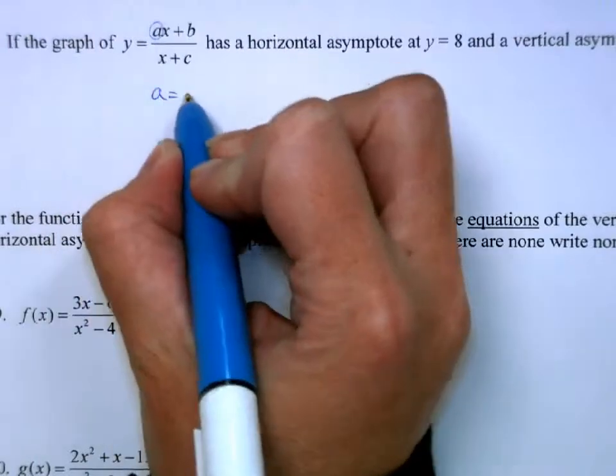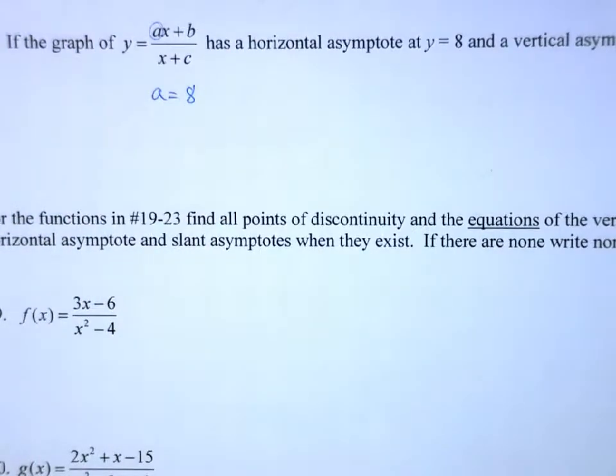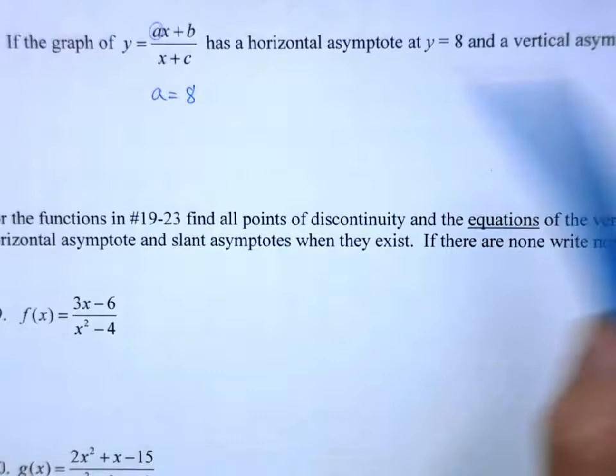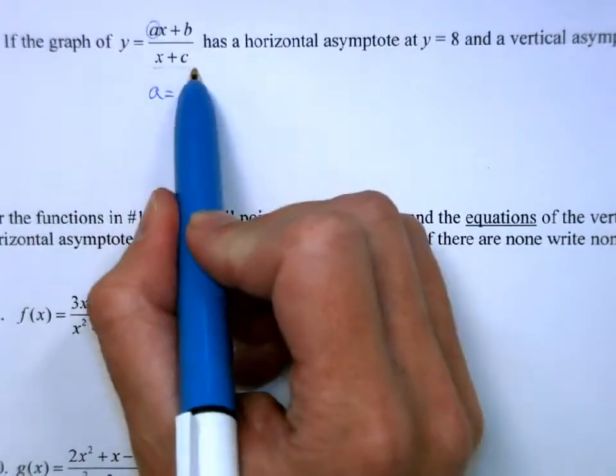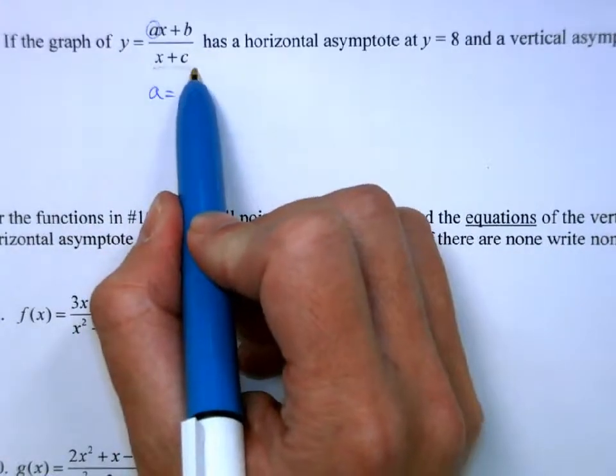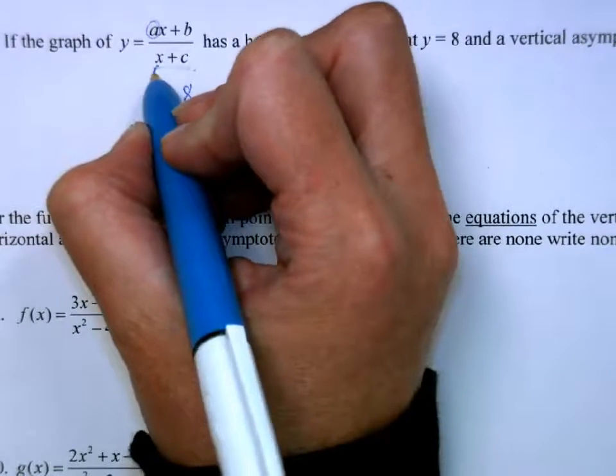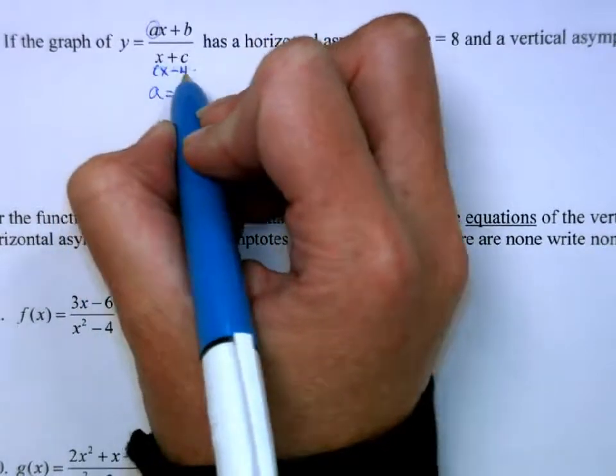Okay, if it has a vertical asymptote at 4, that means when I plug in 4, we want a 0. Okay, so if we plug in 4 into x minus 4, so my c is -4.